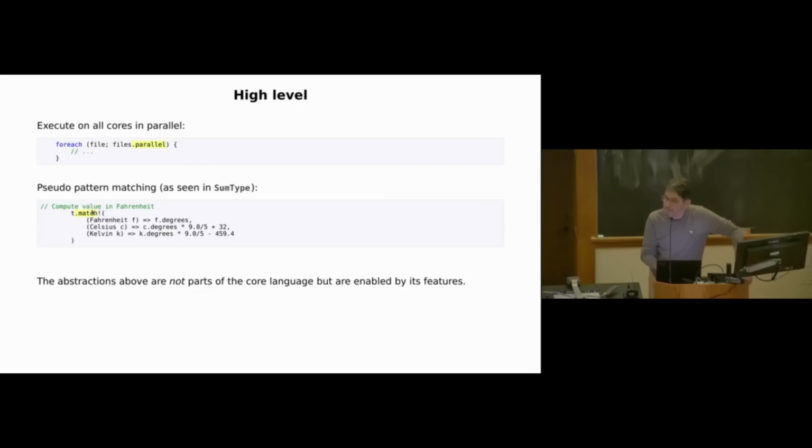Or some languages have this pattern matching feature. D does not have pattern matching, but somebody wrote a sum type. This is in the standard library. You can say, let's match the actual temperature type, which may be represented as Fahrenheit, Celsius, or Kelvin. Now this will always represent the Fahrenheit value.